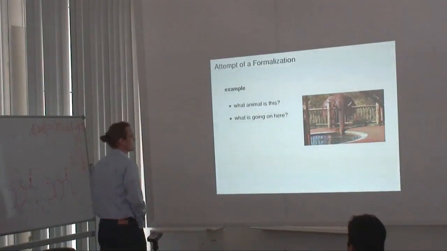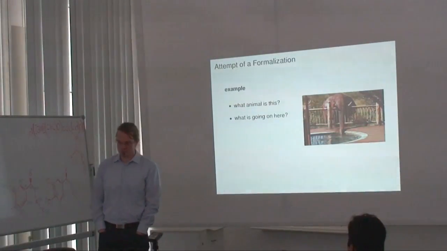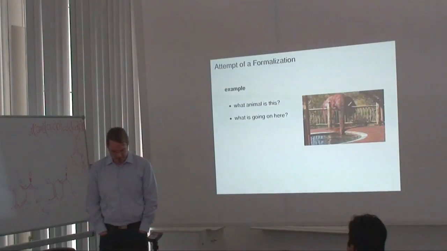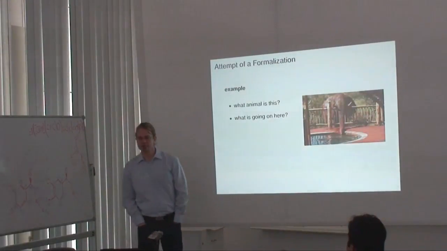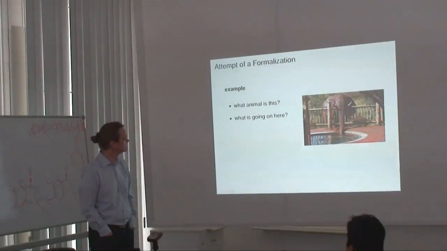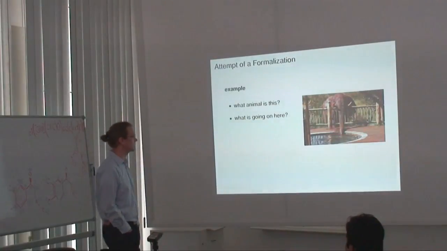And here is an example. A simple classification problem is, what animal is this? Elephant, yeah. And a difficult or complex classification problem is, what's going on here? Yeah, the elephant is drinking.